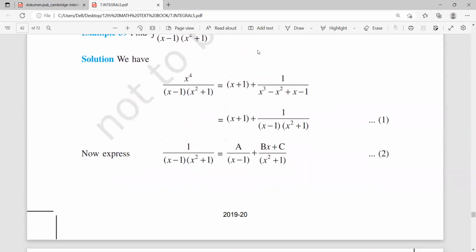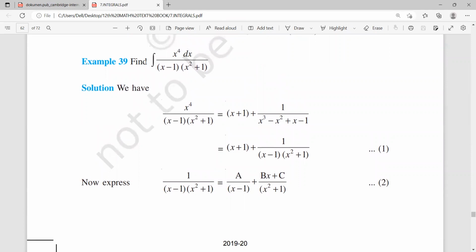Next question, this one. How do you do it? You can't divide the terms. So we divide. Yes, we have to divide. So first we divide and then we write it. This is an improper fraction, with raised power 4. So we divide.